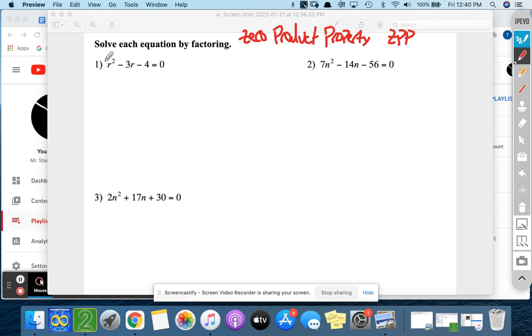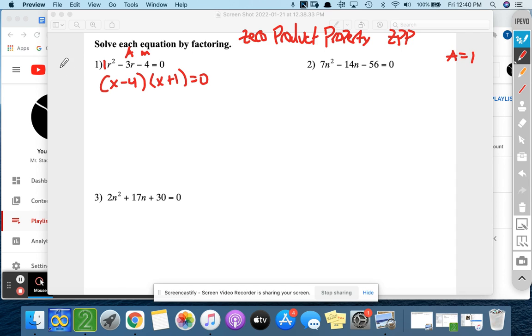So here, the first problem. This a value is a one. Okay, so that's the first kind of factoring. That's the nice and simple factoring where we look for numbers that add and multiply. So the numbers that multiply to be -4, but also add to be -3, are -4 and +1.